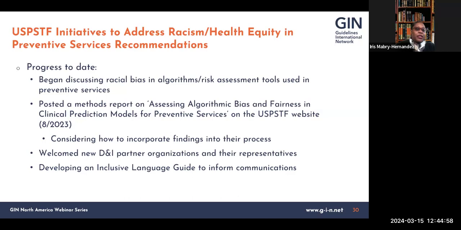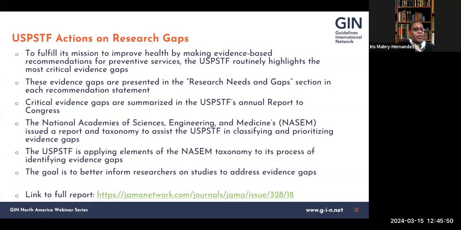The task force has also begun to discuss racial bias in algorithms and risk assessment tools used in preventive services, and recently posted a methods report on assessing algorithmic bias and fairness in clinical prediction models for preventive services on the task force website, and are actively considering how to incorporate these findings in their process. The task force, in an effort to be inclusive, continues to welcome new D&I partner organizations and their representatives, such as members from the National Medical Association and the Hispanic National Medical Association. And as mentioned previously, they are developing an inclusive language guide. It's an internal document, but to inform communications. Next slide.